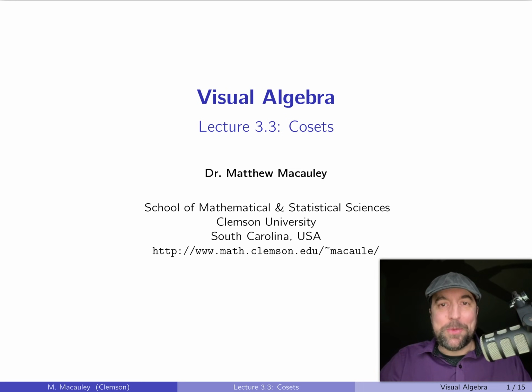Welcome to Visual Algebra Lecture 3.3, Cosets. By now, you've surely noticed that Cayley graphs have a certain structural regularity. In particular, if a subgroup consists of a fragment, then that pattern permeates throughout the graph. These identical copies of the subgroup are called cosets.